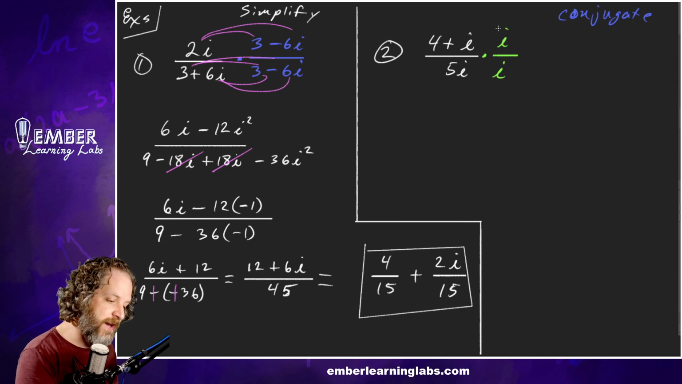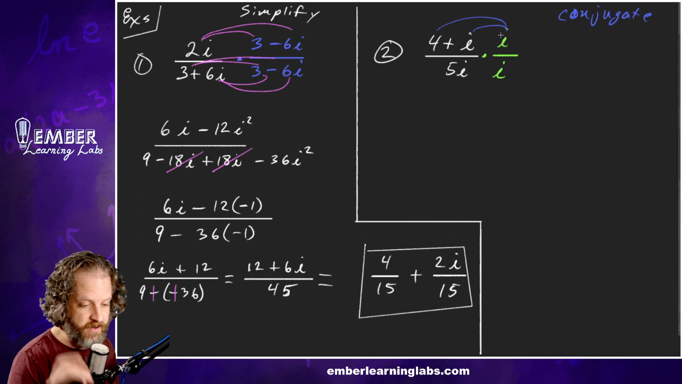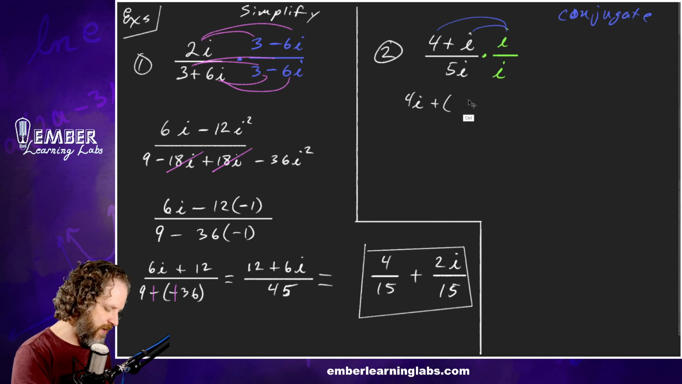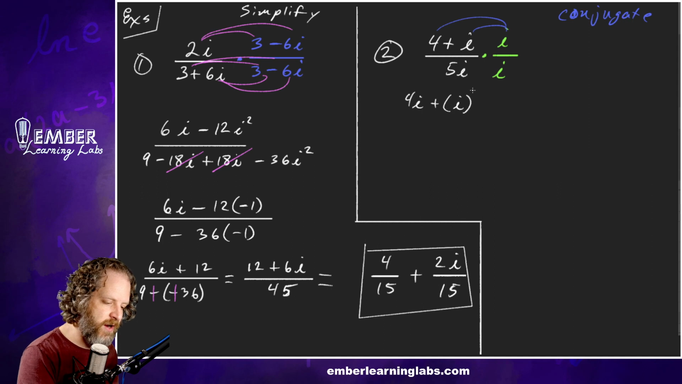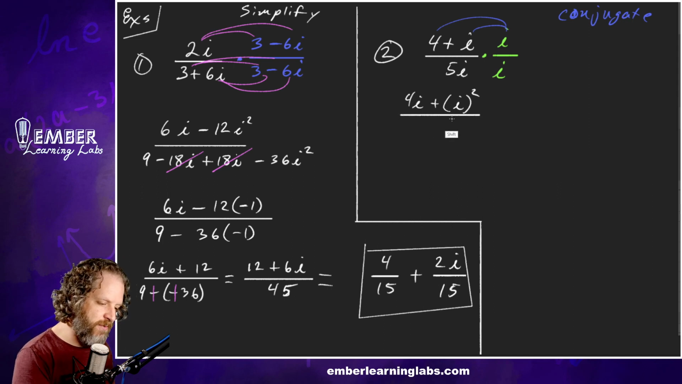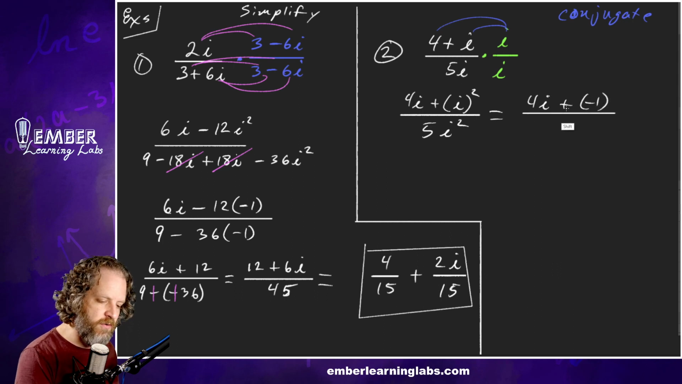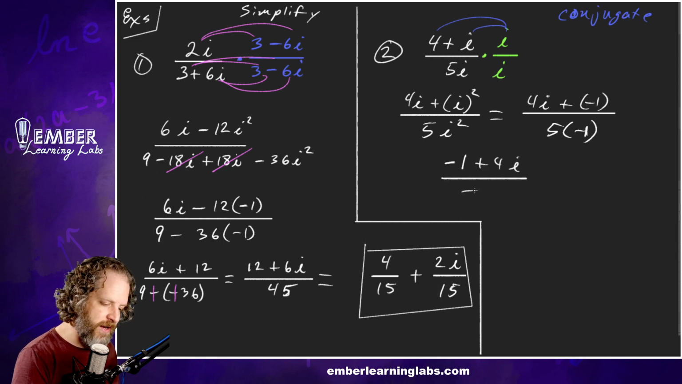Man. On the top, we got to distribute. Don't forget to distribute. Very important. So we've got 4i plus i squared. Let's write it all the way out. Plus i squared. In the denominator, we've got 5i squared. So that turns into 4i plus negative 1 over 5 times negative 1. So then we've got negative 1 plus 4i over negative 5.